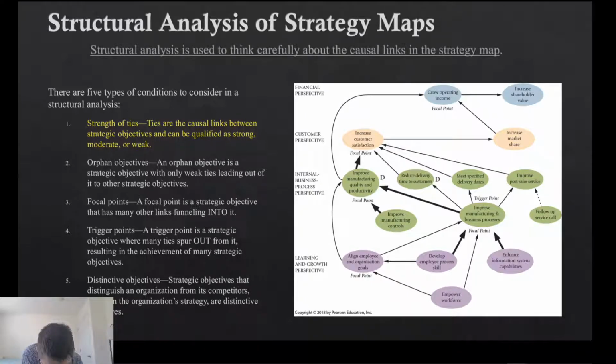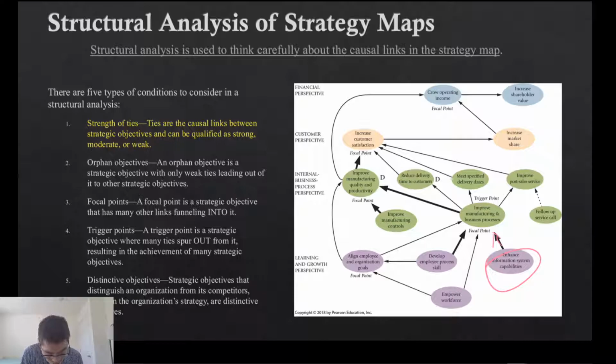So if you see this link, these are ties. And in terms of strong, moderate, or weak, it means whether any 2 of these objectives have a strong, weak, or moderate causal relationship. So if you see a thick link, that means these two have a strong causal link.